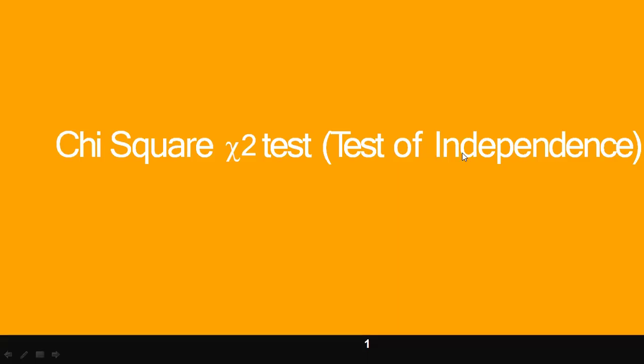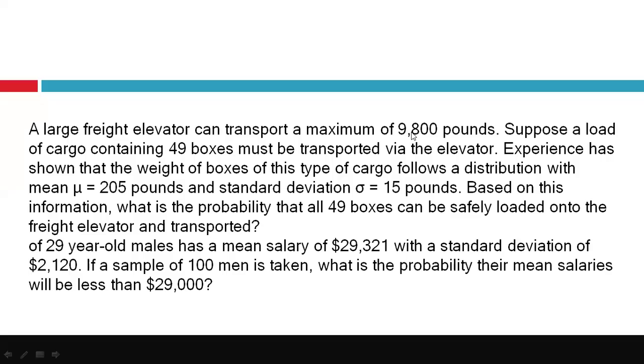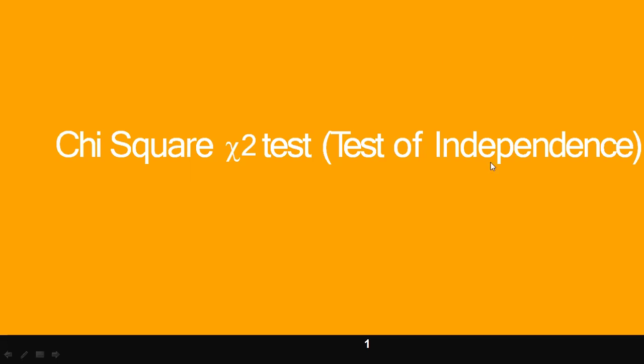So what is the chi-square test? The chi-square test is also called the test of independence. We use a notation something like that. This is called the chi-square test of independence.